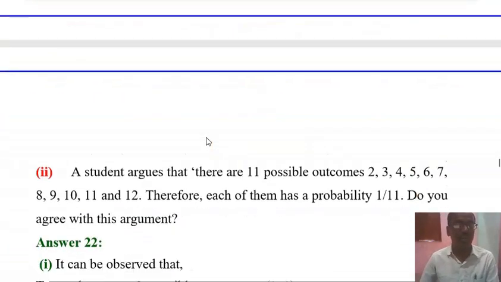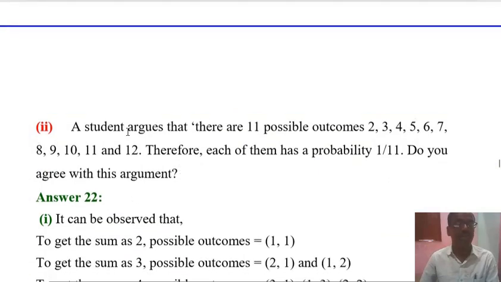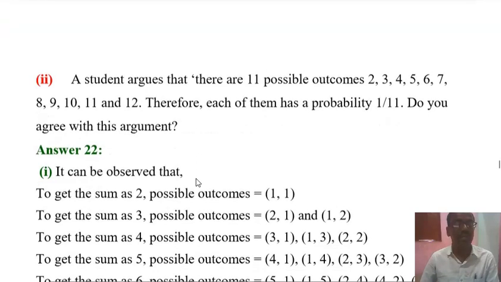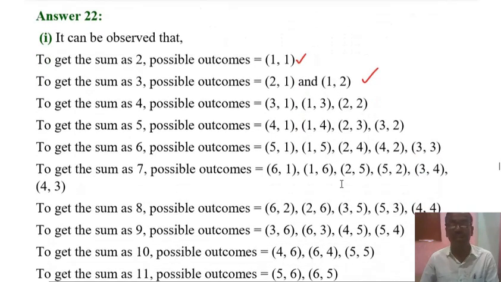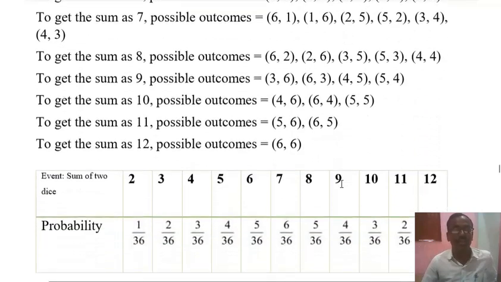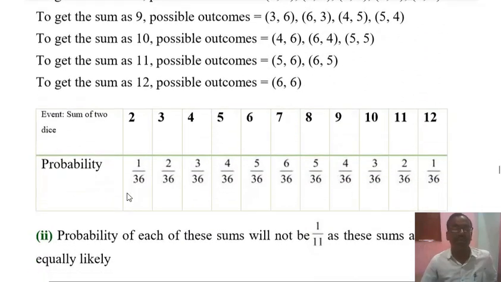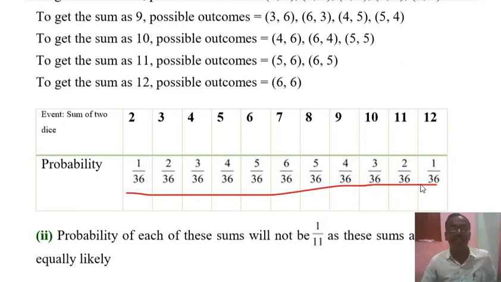Let's see the second part of this question. A student argued that there are 11 possible outcomes, 2, 3 up to 12. Therefore, each of them has a probability 1 by 11. Do you agree with this argument? It can be observed that to get the sum of 3, the possible outcomes are (1, 2) or (2, 1), and so on. Here see the table, and so we fill the blanks. So the answer of this one is this.